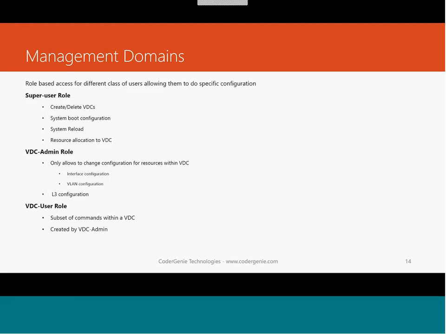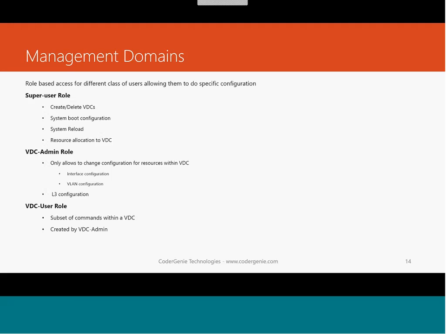So like interface configuration, VLAN configuration, or layer 2 configuration, like enabling certain features like OSPF or EIGRP or BFD for that matter, right? That functionality is only implemented through the admin role, the VDC admin role.